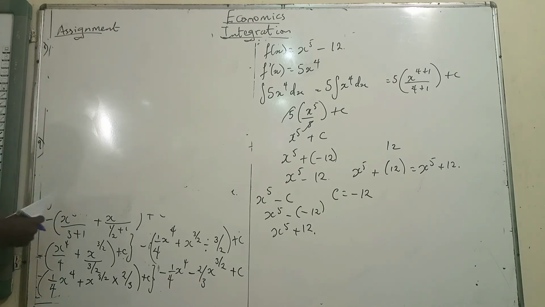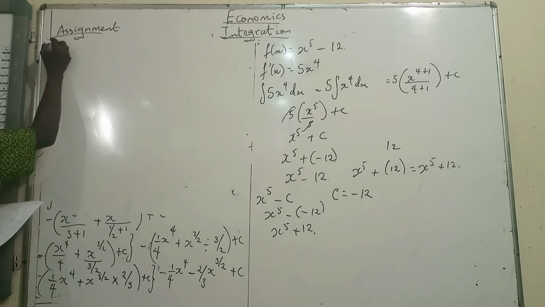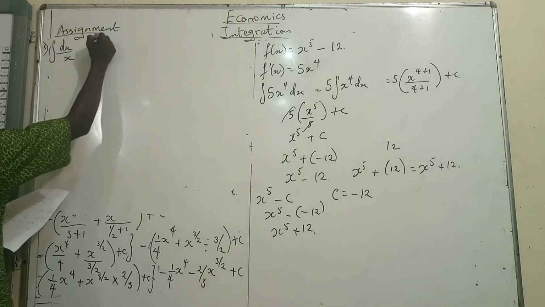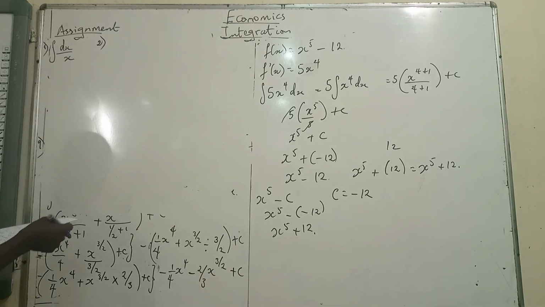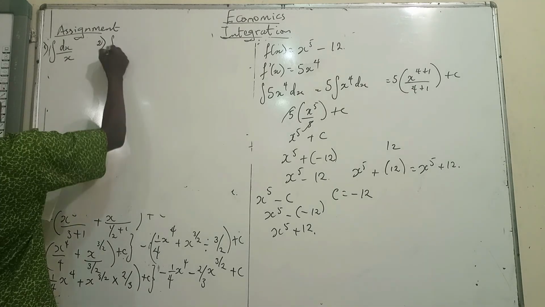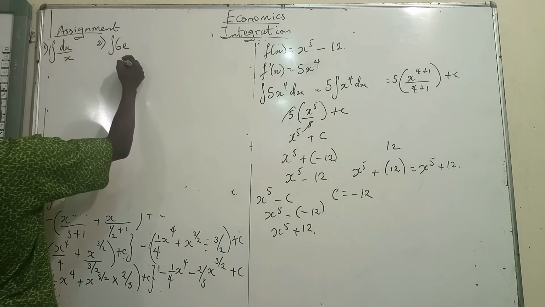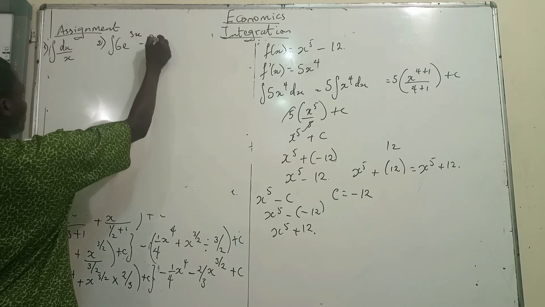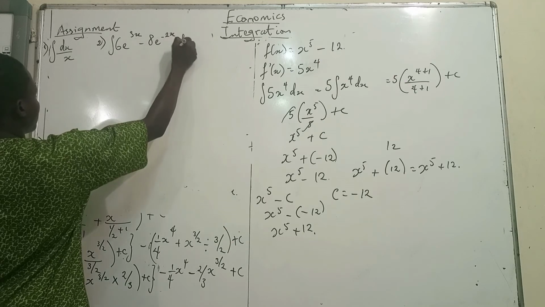Question number 1: just find the integral of the following. That's the instruction. You have the integral of dx over x. Nice question. Now number 2, you have the integral of 6e raised to the power 3x minus 8e raised to the power minus 2x, dx.